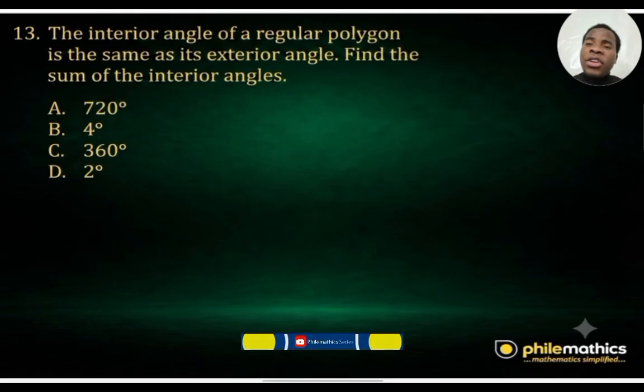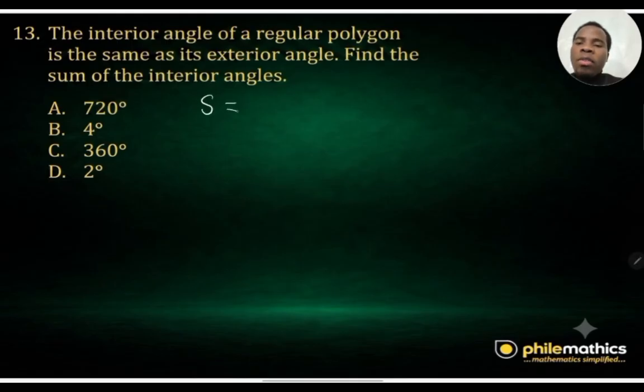This is a beautiful question on polygon. It says the interior angle of a regular polygon is the same as its exterior angle. Find the sum of the interior angles. A regular polygon is simply a polygon in which all sides are equal. We are asked to look for the sum of the interior angles. We know from the formula that the sum of interior angles is n minus 2 times 180. That is, if we can know the number of sides of this regular polygon, we can then find the sum of the interior angles.